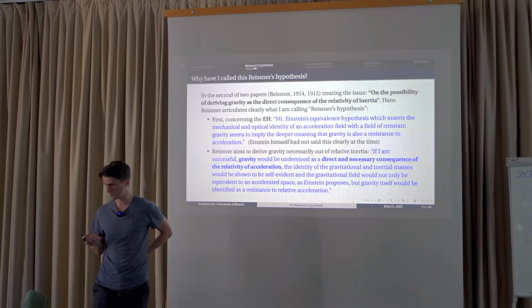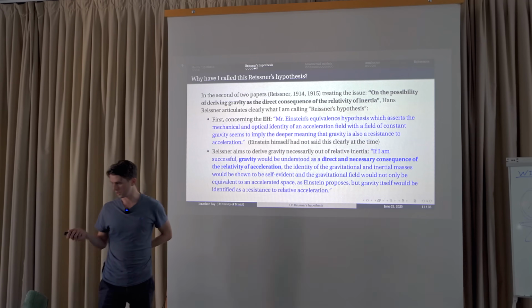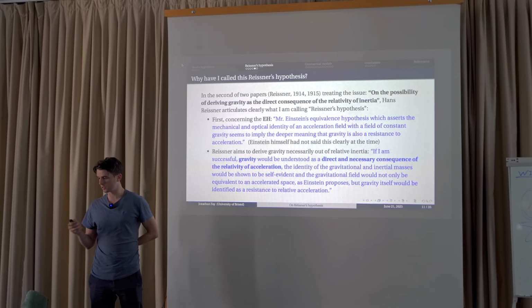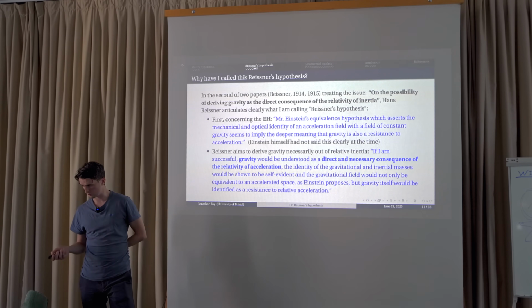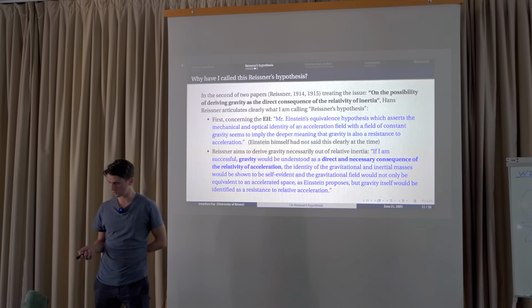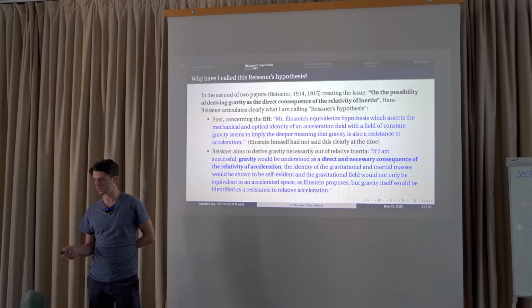And then he goes on. "If I'm successful, gravity would be understood as a direct and necessary consequence of the relativity of inertia, of acceleration. The identity of the gravitational and inertial masses would be shown to be self-evident, and the gravitational field would not only be equivalent to an accelerated space, but gravity itself would be identified as resistance to relative acceleration."